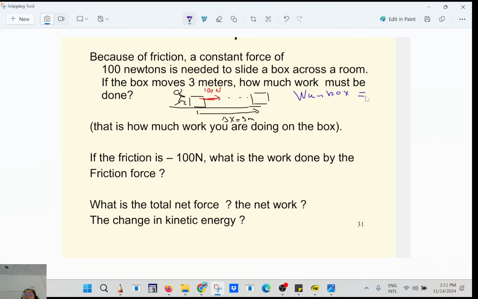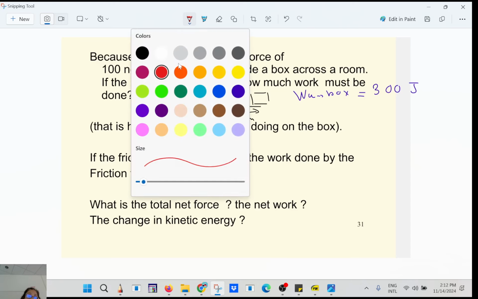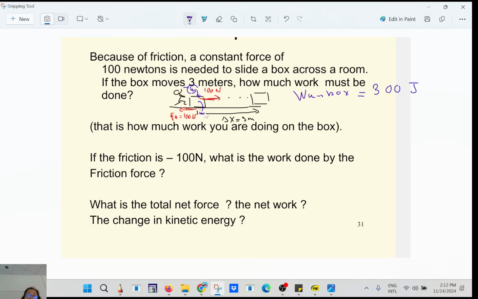That's going to be easy. Work is force times displacement. So that's going to be 300 joules. Agree? Now imagine that you have friction. So you are putting energy into the box, but now imagine that you also have some kinetic friction, and imagine that the kinetic friction is 100 Newton to the left. So it's stealing away energy, removing energy from the box. So what's going to be the work done by friction on the box? It's going to be negative 300 joules. Do you all agree?